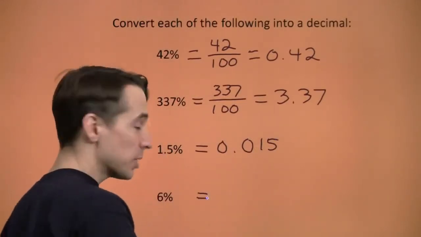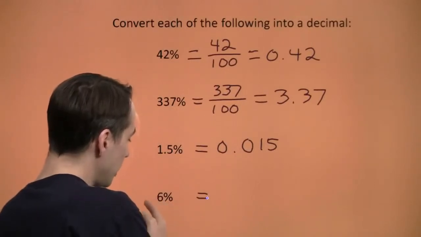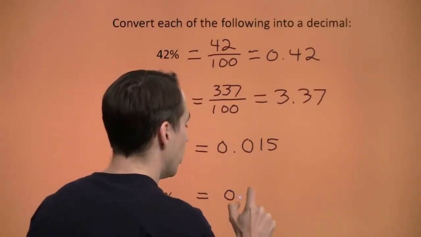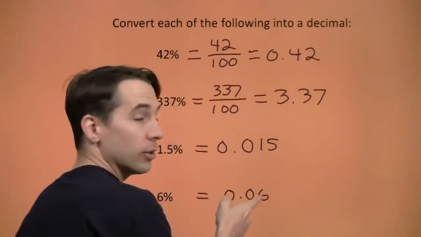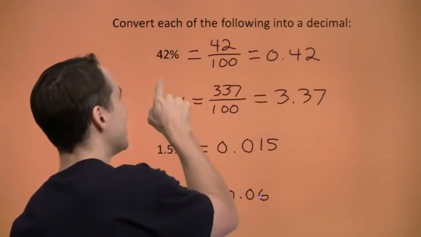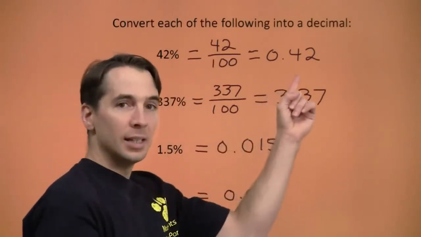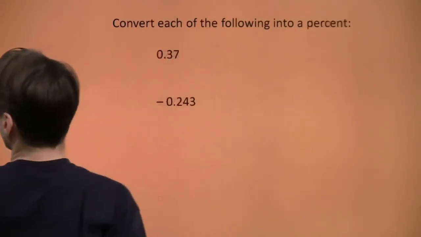And our last one's 6%. Again, we move the decimal point 2 places to the left. We get 0.06, not 0.6. We get 0.06. All right, now that we got this down, turning percents into decimals, we're going to run it back.